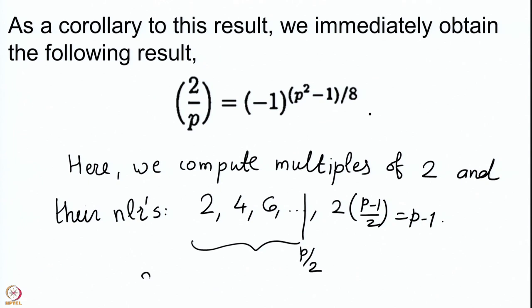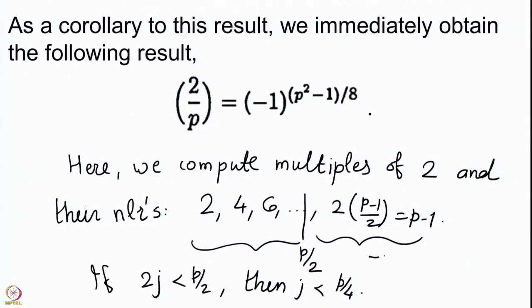So, you see, if you have 2j to be less than p by 2, then j has to be less than p by 4. So, the number of numerically least residues which are going to be bigger than 0 is the integral part of p by 4, because once you go beyond this quantity, these will all give you negative numerically least residues.